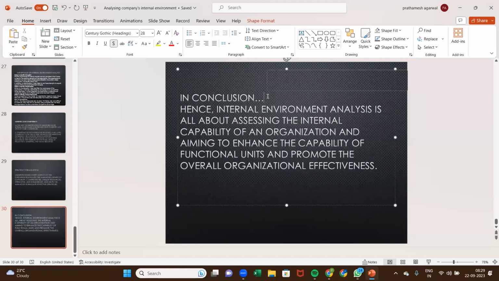Then I will just conclude. Certain things in this chapter I need to take in detail, which I'll be taking in the next slide. So I'm just concluding this PowerPoint presentation. Hence, the internal environment analysis is all about assessing the internal capability of an organization and aiming to enhance the capability of functional units and promote the overall organizational effectiveness. What does it mean? We are assessing the capabilities and the resources so that organizational goals are achieved.